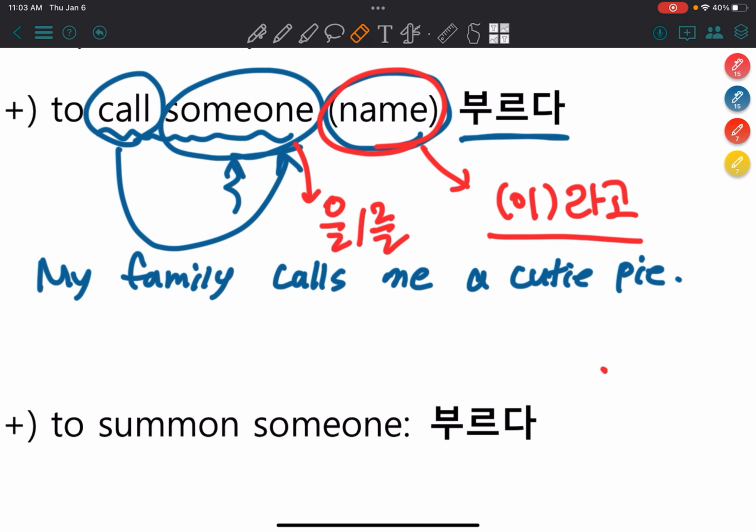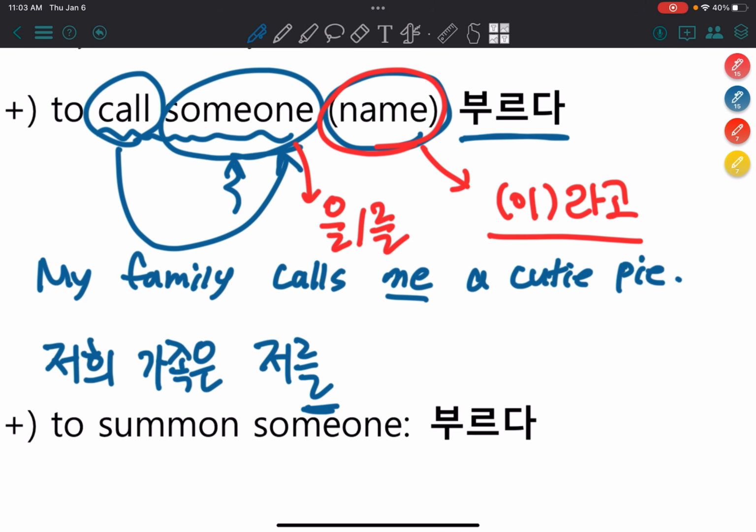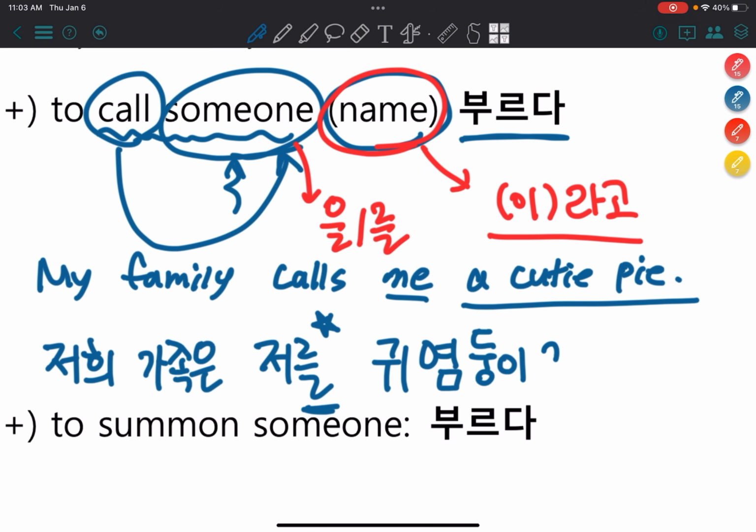So to translate this, you can say 저희 가족은, my family, 저희 가족은 저희 is marked with 를, cutie pie would be 귀염둥이라고 불러요. So this would be the most natural translation of my family calls me a cutie pie.